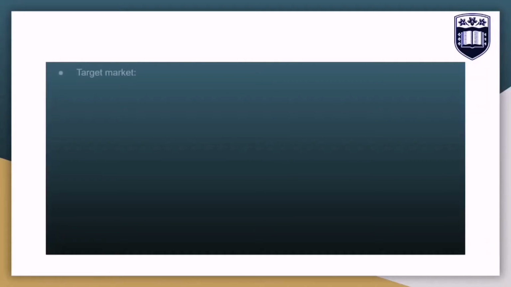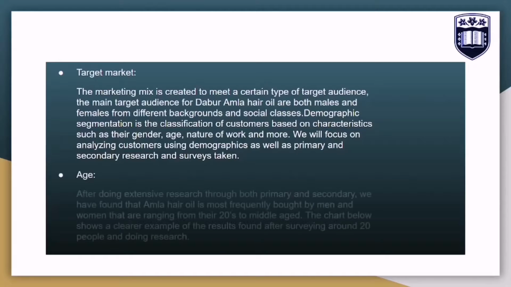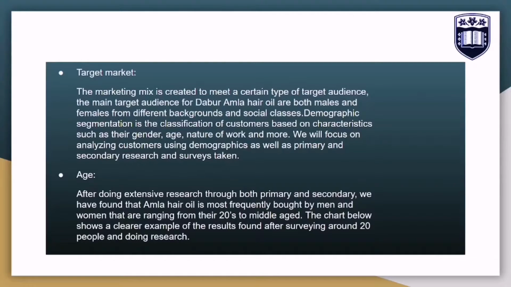The first part of the customer analysis section is the target market. The main target audience for DABUR's Amla hair oil are both women and men from different backgrounds and all social classes. A common way that is used to classify customers is demographic segmentation, where customers are classified based on many factors such as age, gender, religion, race, nationality, nature of work, and more.